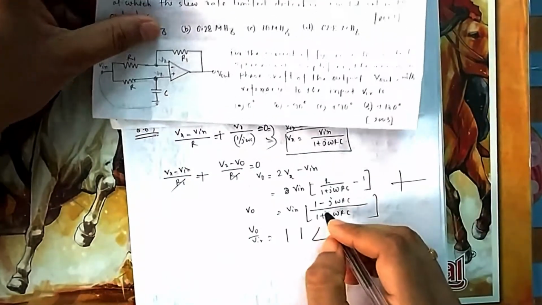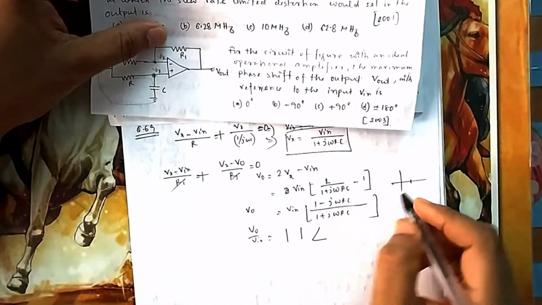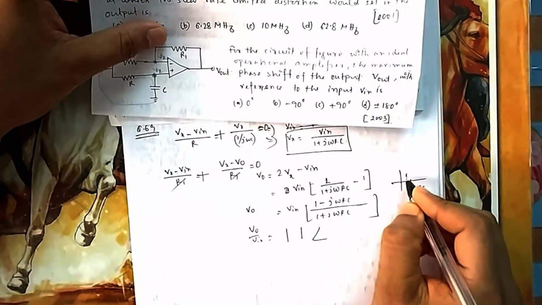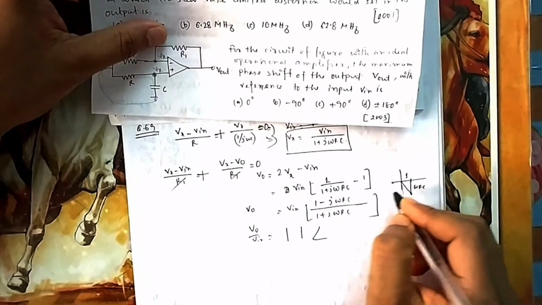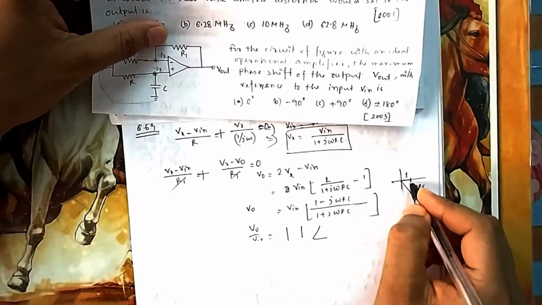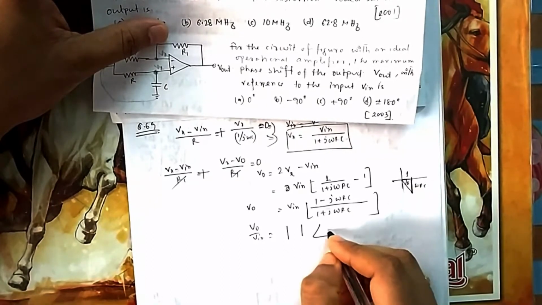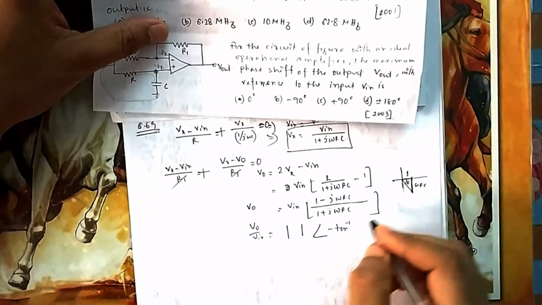This one, if you see, real part is positive, imaginary part is negative. So this is omega Rc and this is 1. This is the point, 1 minus j omega Rc. 1 is the real part, this is the imaginary part. So what will be this angle? Tan inverse, because it is on the negative side. So minus tan inverse omega Rc.